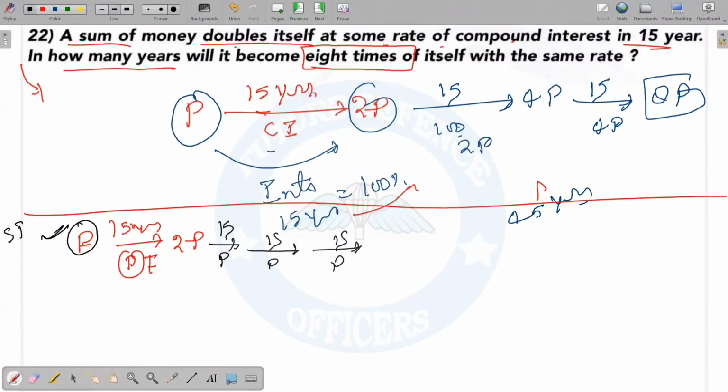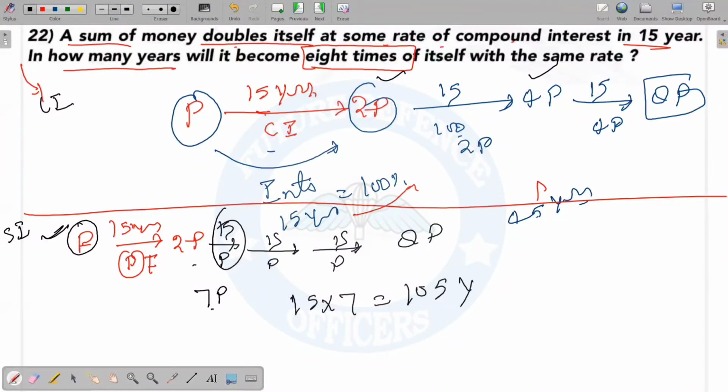This is in the case of simple interest, but in compound interest, interest is always calculated on the new principal. This is the basic difference between CI and SI we saw at the start. So you want this money as 8P, means how much money will be added? That will be 7P. For 1P it takes 15 years, so for 7P it will take 15 into 7, 105 years to become 8P. So in simple interest P became 8P after 105 years, but in compound interest, the money became 8P in 45 years.